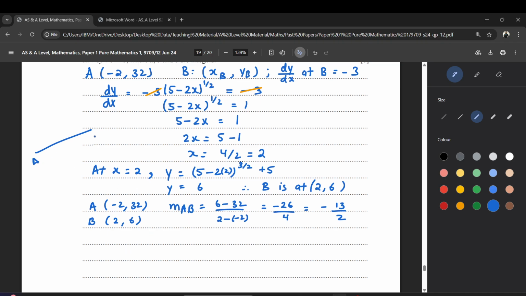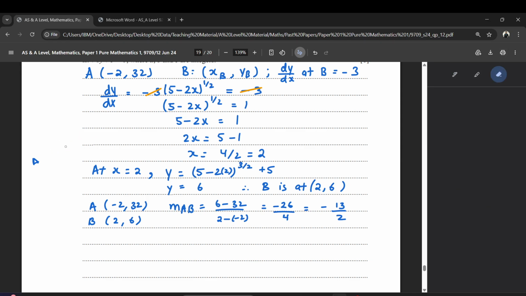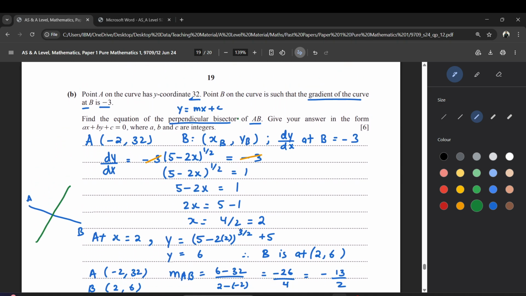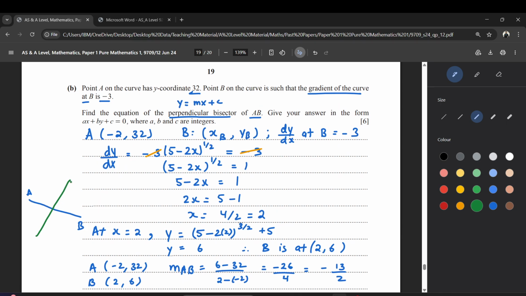So let's say this is A and this is B. So we have found the gradient of the line AB, and this should be something like this actually, because it's a negative gradient. So AB. Now, if I want to find the equation of the perpendicular bisector, it crosses at 90 degrees and it passes through the midpoint of AB. So in order to find this equation, we need to find two more things.